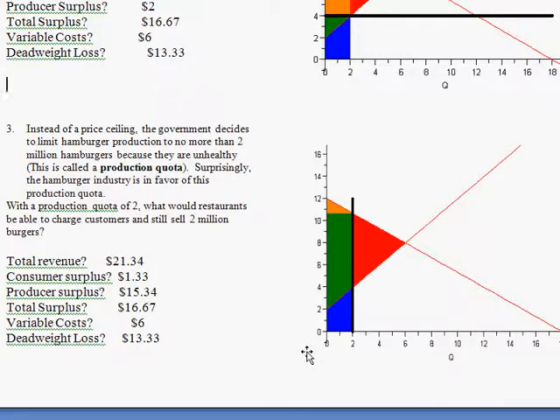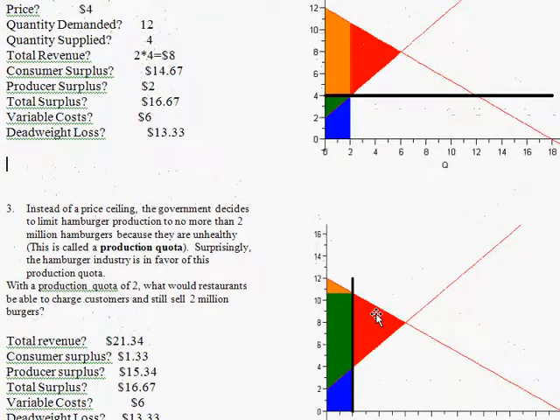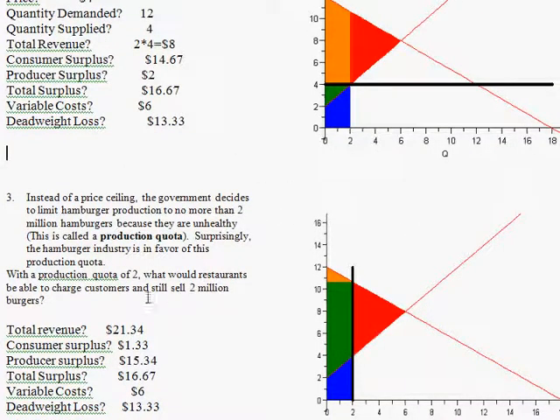Now, what are the differences? Well, when you compare the two, there are a few differences. One of the big differences is that with the price ceiling, the price is $4. But with the production quota, the price is going to be $10.67, because that's the highest price. If you plug in a quantity of 2, that is the highest price where people will still be willing to buy the 2 units that you're allowed to sell with a quota of 2. So instead of the low price of 4, there is a high price of $10.67.